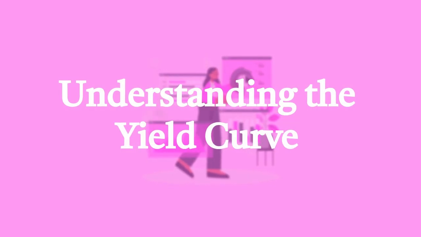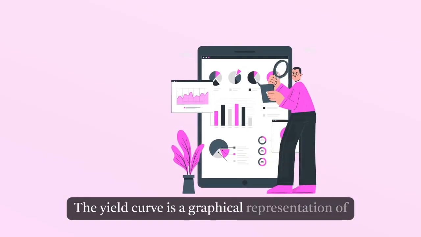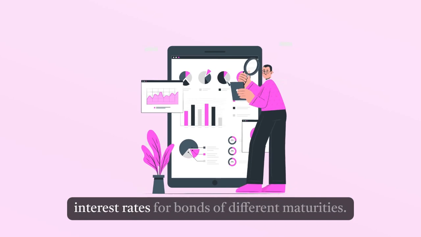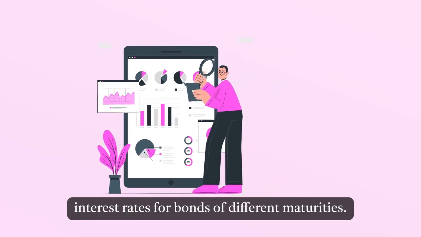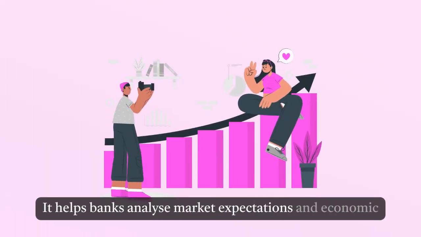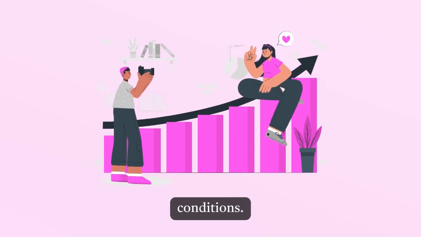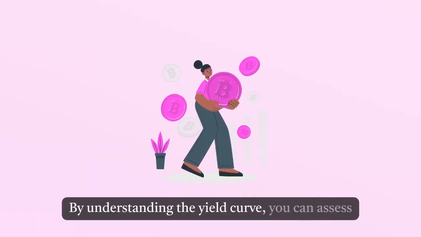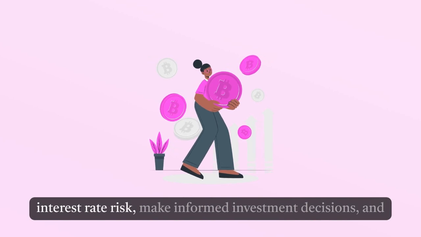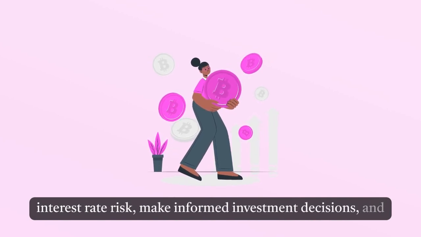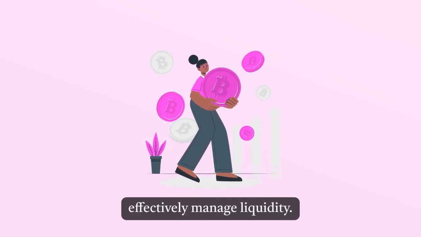Understanding the yield curve. The yield curve is a graphical representation of interest rates for bonds of different maturities. It helps banks analyze market expectations and economic conditions. By understanding the yield curve, you can assess interest rate risk, make informed investment decisions, and effectively manage liquidity.